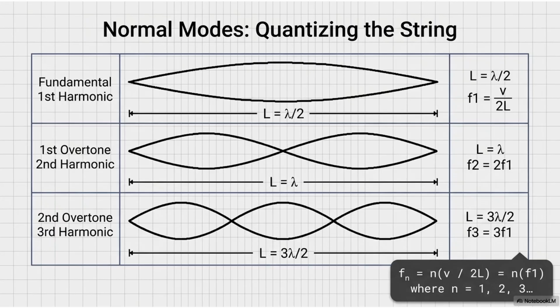The simplest way it can vibrate is just one big arc across the whole length. We call that the fundamental, or the first harmonic. In that case, the physical length of the string, L, is exactly half of a wavelength. L equals lambda over 2.